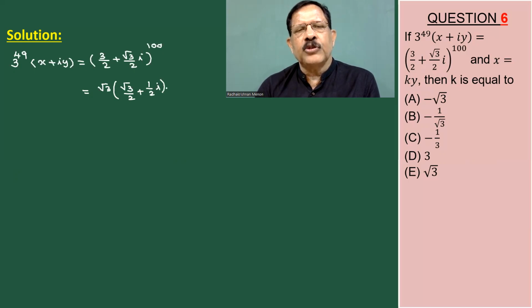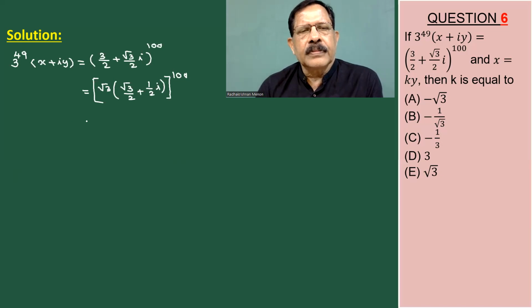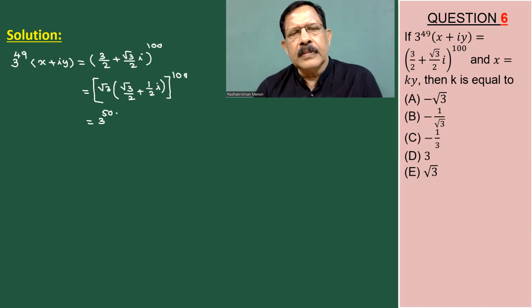Because now you can find a suitable angle for cos theta and sin theta, satisfying cos theta equal to root 3 by 2 and sin theta is equal to 1 by 2. Of course, root 3 raised to 100 is 3 raised to 50. Now you know for what angle theta, cos theta equal to root 3 by 2, 30 degrees. 30 degrees means cos pi by 6 plus i sin pi by 6, the whole raised to 100.